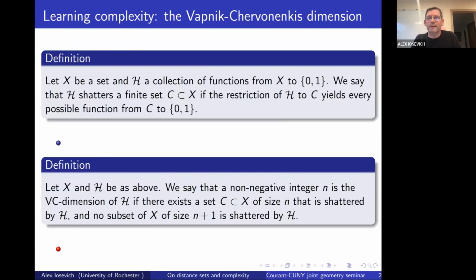And this is the idea behind the Vapnik-Chervonenkis dimension. So first of all, what is the dimension? We say that a non-negative integer n is the VC dimension if there exists a set of size n that is shattered and no subset of larger size is shattered. So beyond that point, you start getting useful information.